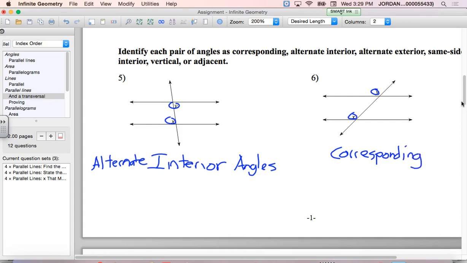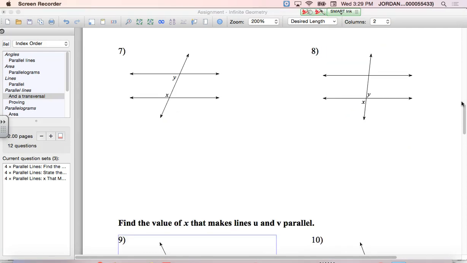So I'm going to pause it, let you guys see if you can identify the relationship between number 7 and number 8. Okay, number 7 are same side interior angles because they're on the same side of the transversal. Notice they're both on this side right here, and they're also both on the interior. So they're same side interior angles. Number 8, well, these two are opposite each other, right? They're on opposite sides. So these are vertical angles.